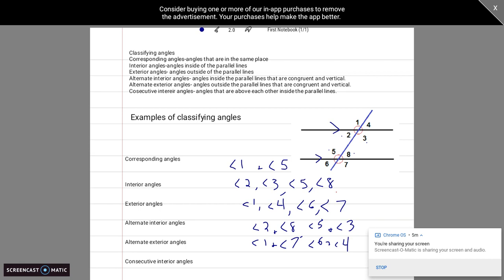I'm looking on the left side, and it's 2 and 5. So angles 2 and 5 are going to be consecutive interior. They both are on the same side of the transversal, and they both will add up to 180, meaning one is obtuse and one is acute. And the other consecutive interior angle relationship we have is going to be 8 and 3.